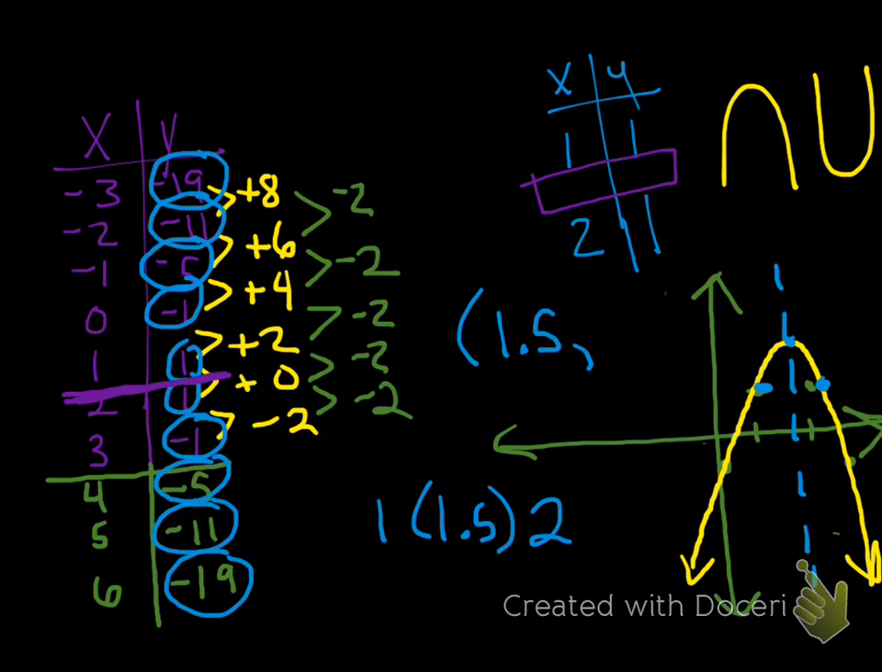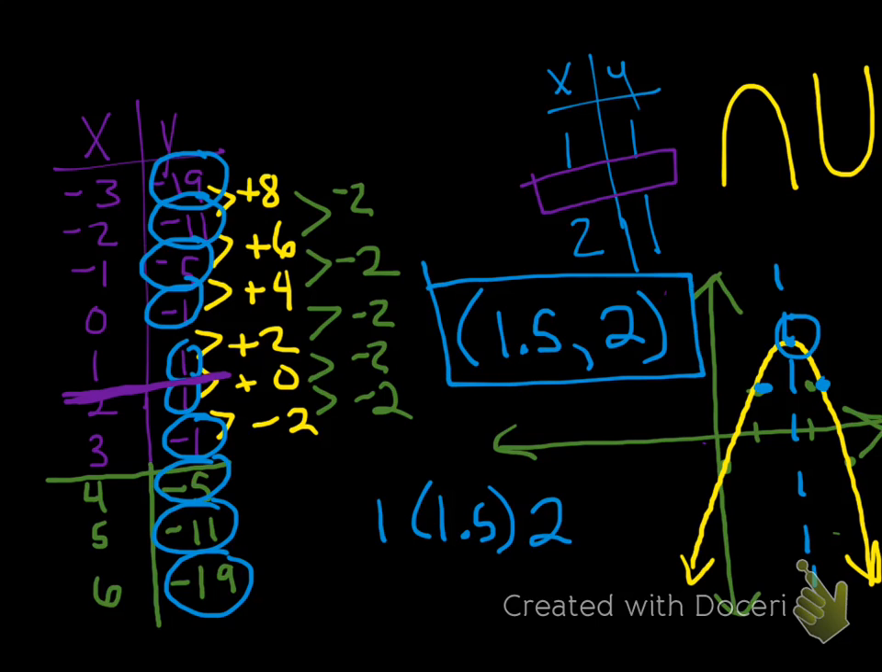Now we talked about in class that we're not going to get the exact y. We're going to talk about how you can do that tomorrow, but I just want you to be able to estimate. You know that your y value has to be greater than 1 because it's above it. So we're just going to put it as 2. So this right here is our vertex.